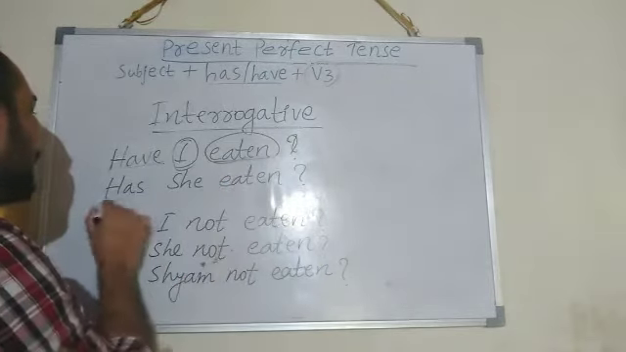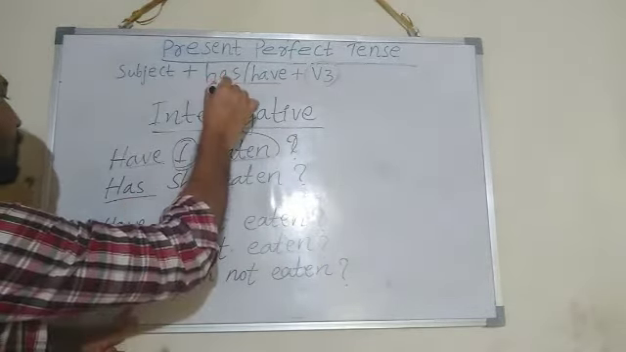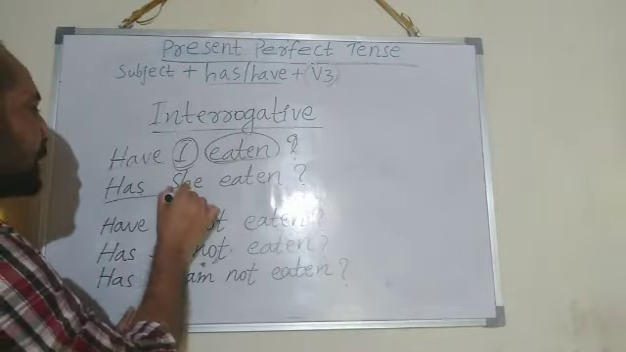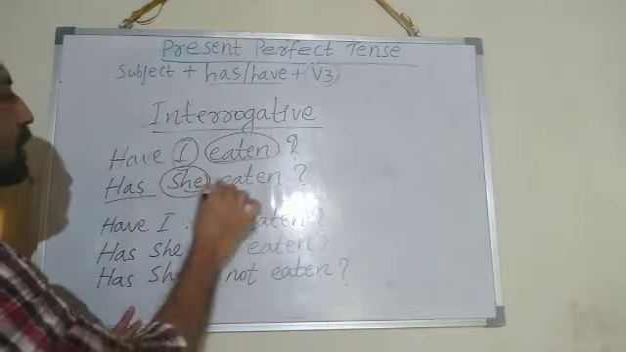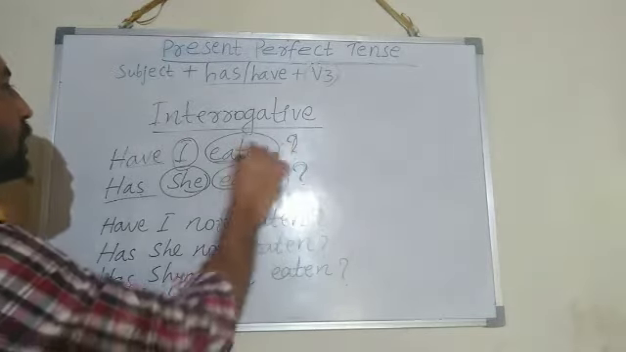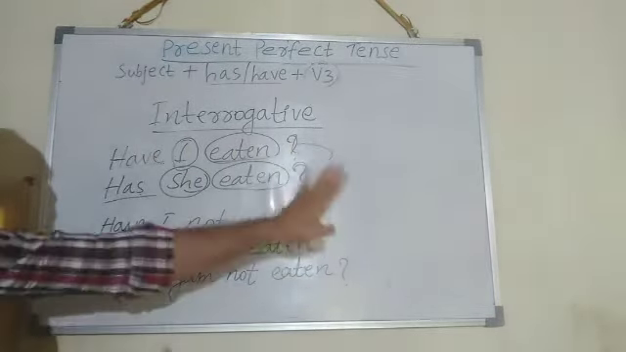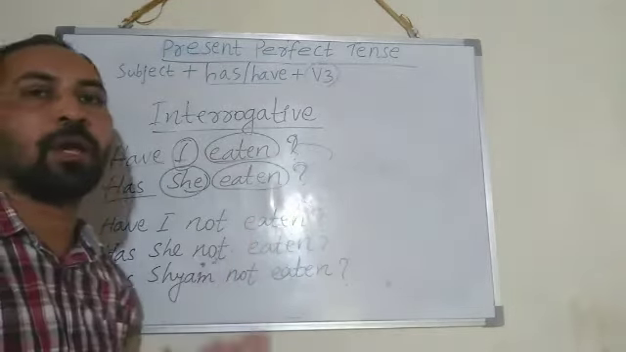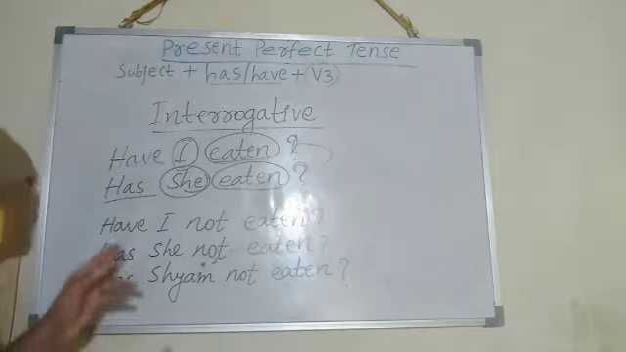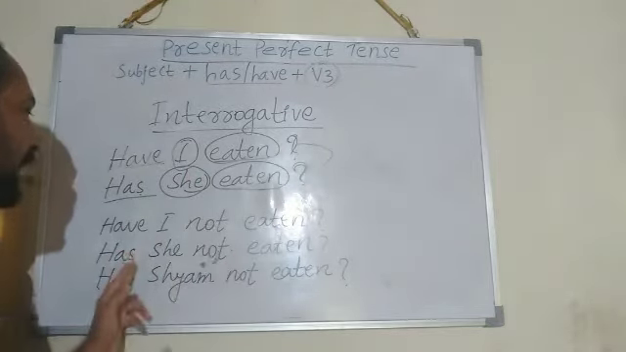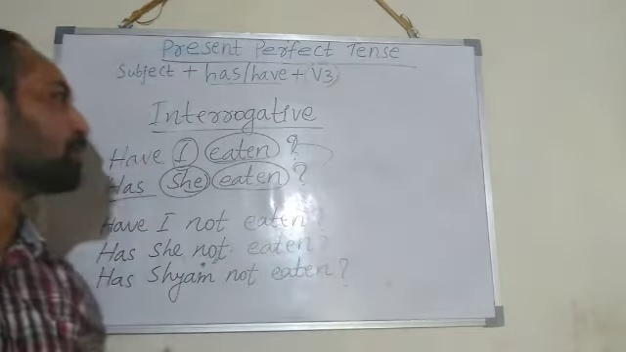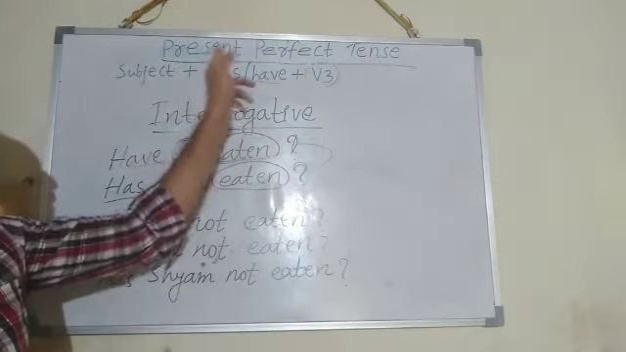Next, one more example. Has she eaten? Has is the supporting verb I used in the beginning of the sentence. Then, subject. Then, V3 form of the verb. Then, question mark. These are examples for interrogative sentence. Have I eaten? Has she eaten? Have you eaten? Has he eaten? Like this. Next, have I not eaten? Has she not eaten? Has Shyam not eaten? These are examples for negative interrogative of present perfect tense.